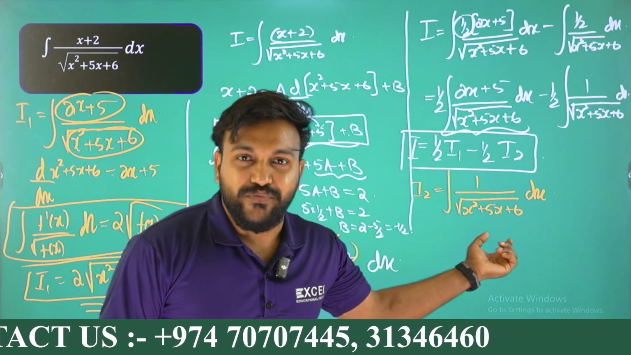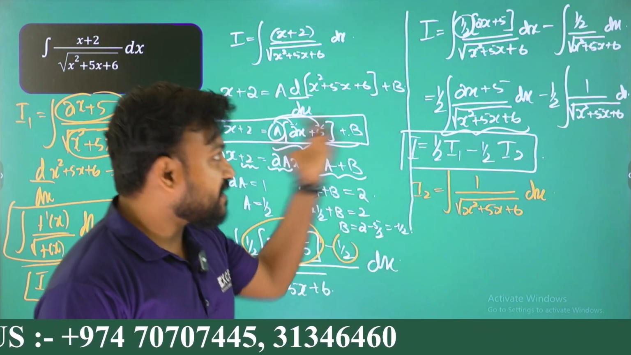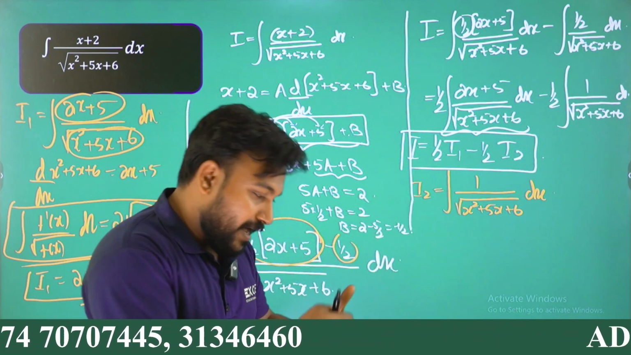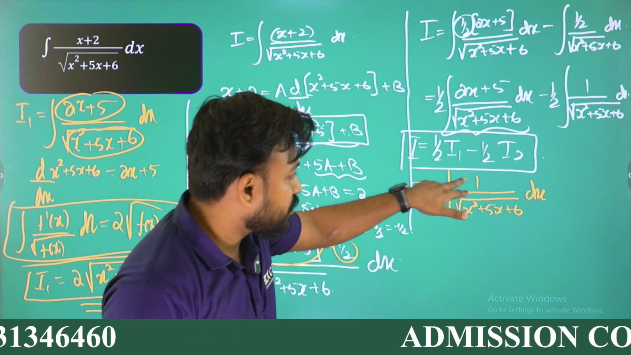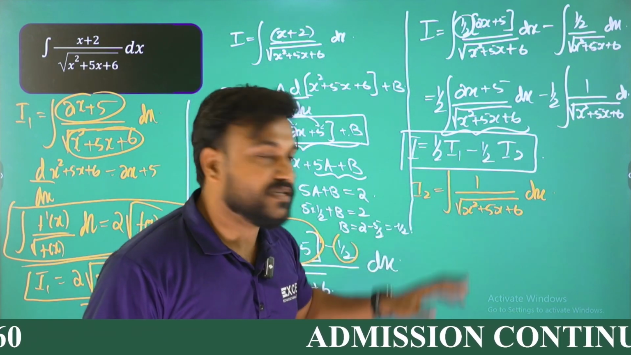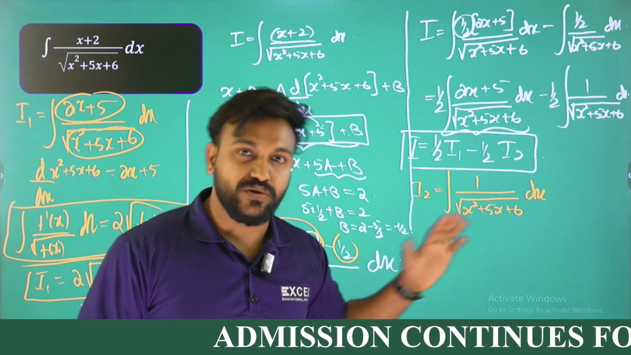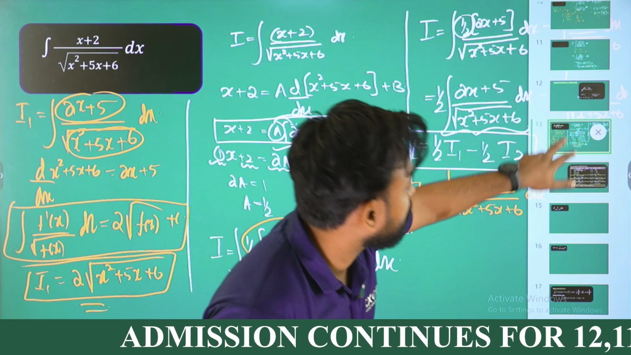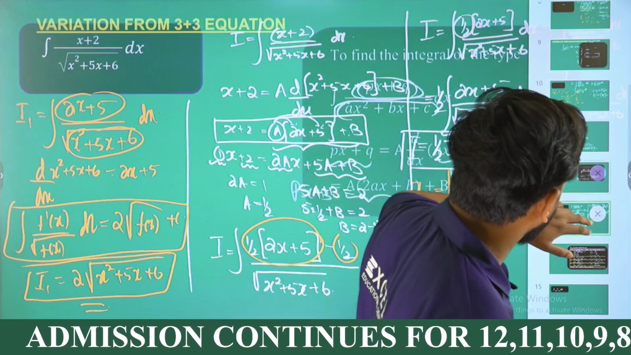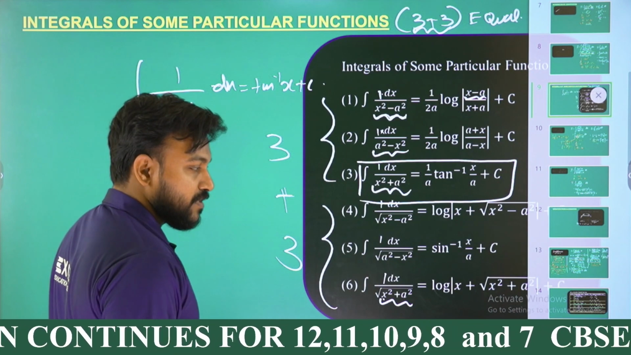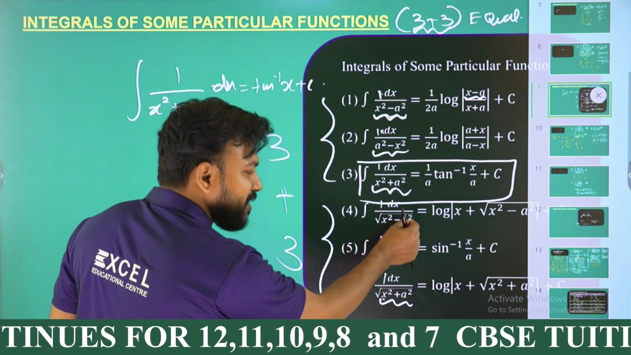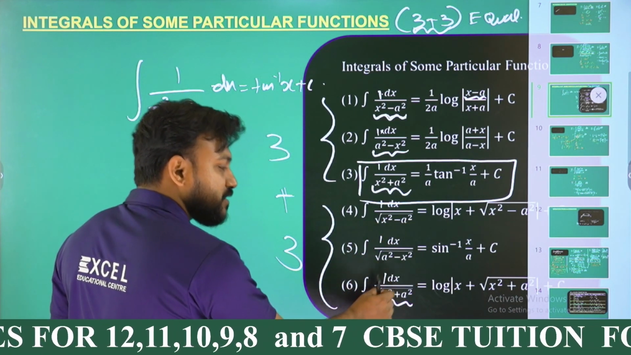Listen, now we have the 3 plus 3 method. This is a variation of the 3 plus 3 method. The I2 part becomes 3 plus 3: the numerator is 1 and the denominator is a second degree polynomial with a root. It comes under one of these 3 categories, which should look like x square minus a square, x square plus a square.